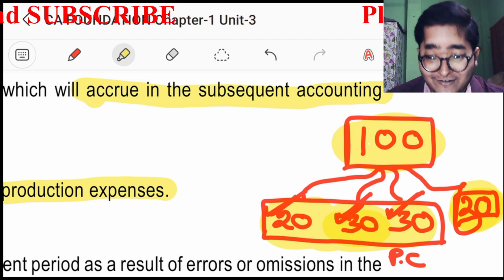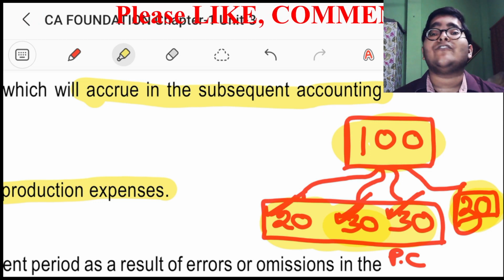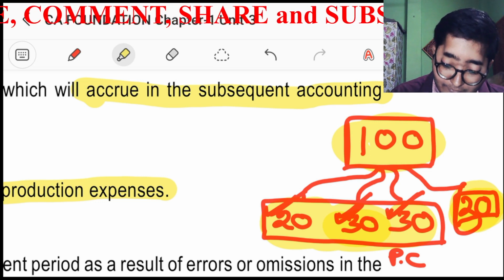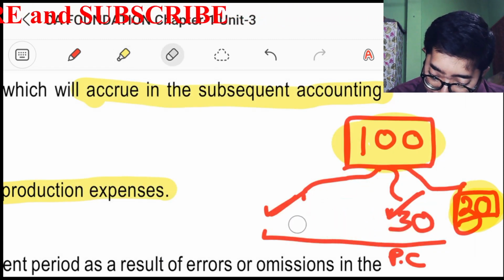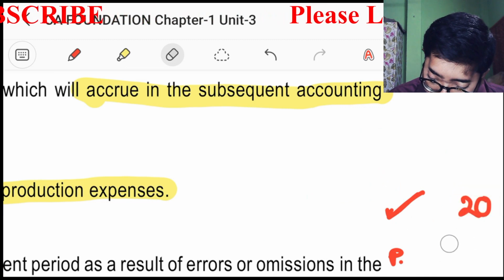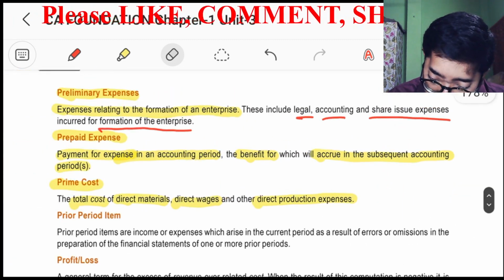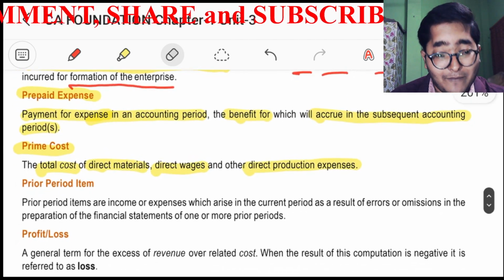I hope it's clear. If you are having any doubt, please write to me in the comment section. I would try my level best to solve your doubt. So moving to the next topic. Let me erase it first. So prime cost is done. Our next topic is prior period item.